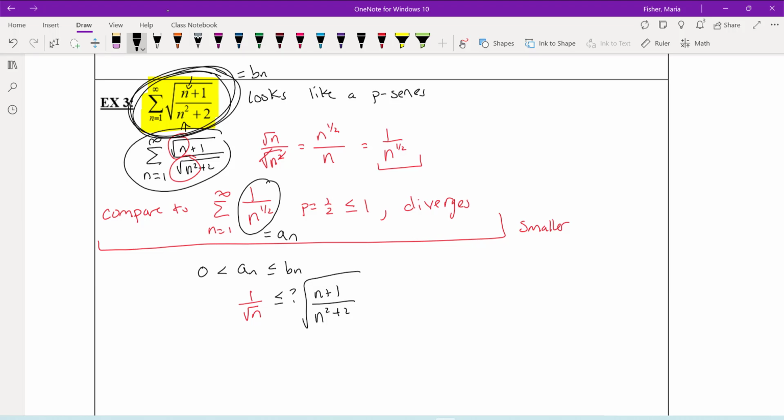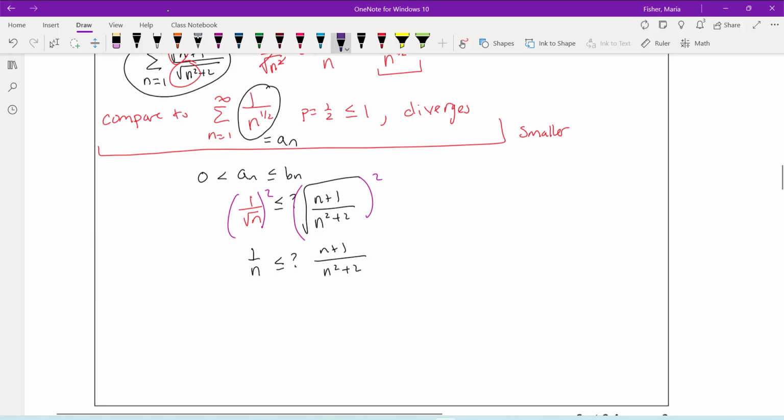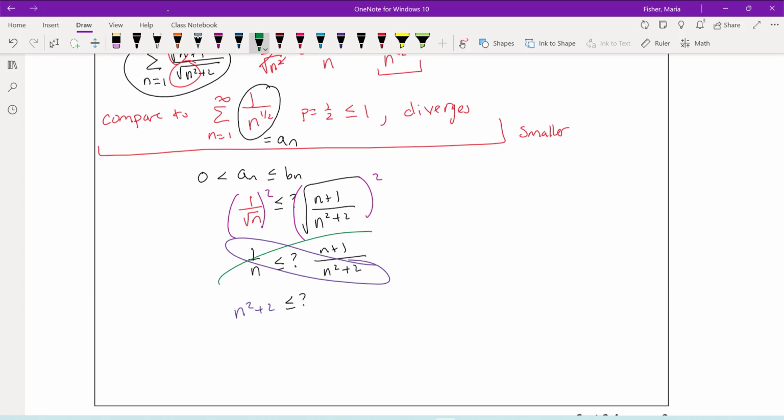Is that actually less than or equal to the square root of n plus 1 over n squared plus 2, our given? Well, I don't know right now, but I can square both sides of this inequality. If I raise both sides to the second power, I have just 1 over n. Is that less than or equal to n plus 1 over n squared plus 2? Not sure. Go ahead and cross multiply. 1 times n squared plus 2 is n squared plus 2. Is that actually less than or equal to n times n plus 1 is n squared plus n? If I cancel out the n squareds from both sides, I'm left with 2 less than or equal to n.